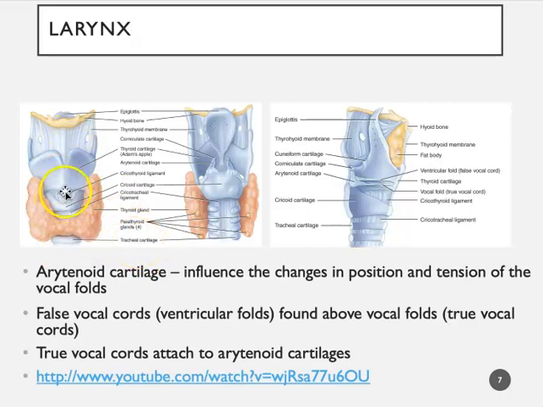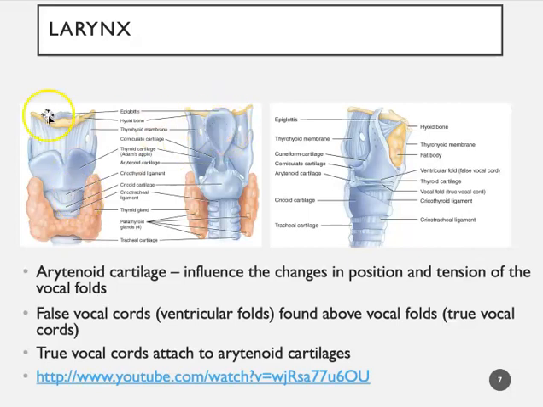There are membranes in between these structures. So the one that goes from the thyroid cartilage to the hyoid bone is simply called the thyrohyoid membrane. The one that goes from the cricoid cartilage to the thyroid cartilage is simply called the cricothyroid ligament. And those are the two main ones.